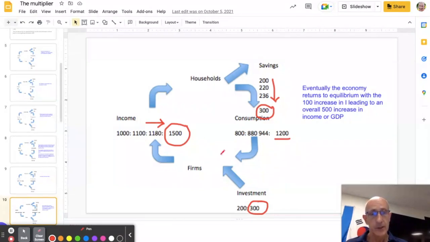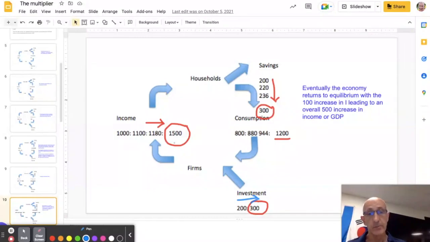So by the two measures of equilibrium, S is equal to I, injections are equal to leakages, and aggregate demand in the economy is exactly equal to output in the economy. Right? So well, look, the important thing is that you can see the increase in investment that took place here from 200 to 300, right? So there was an increase in investment of 100, but it's led to an increase in income of 500.